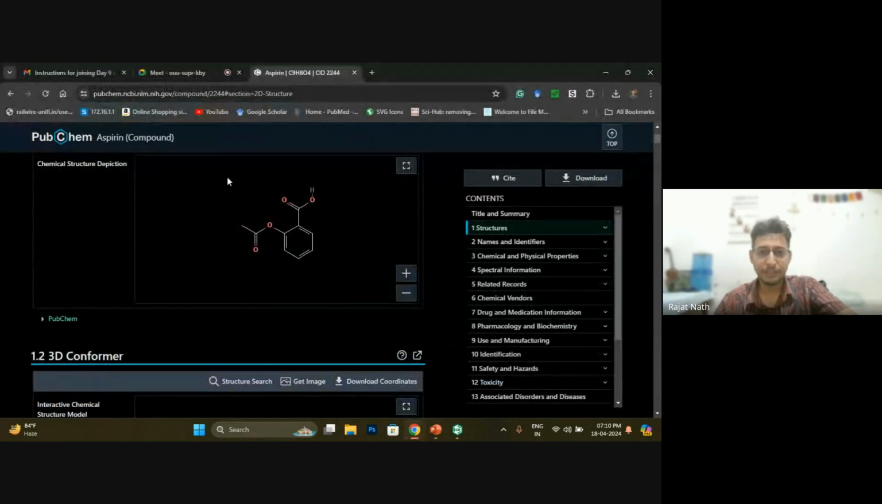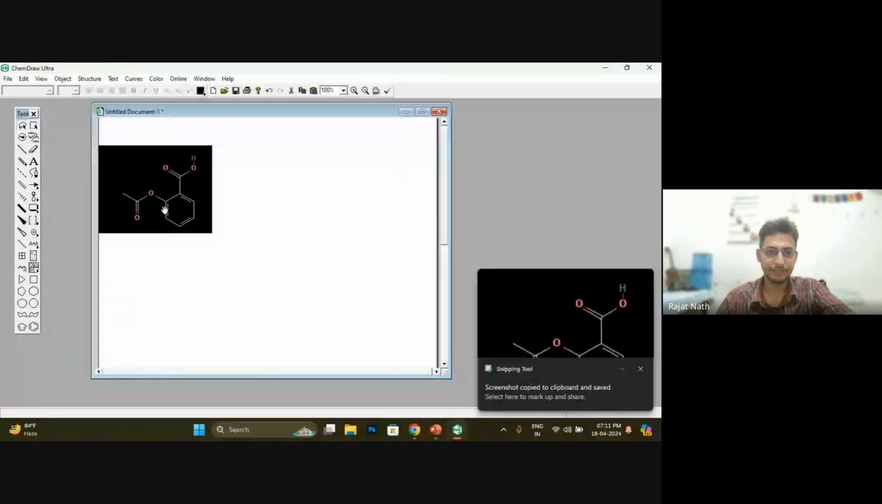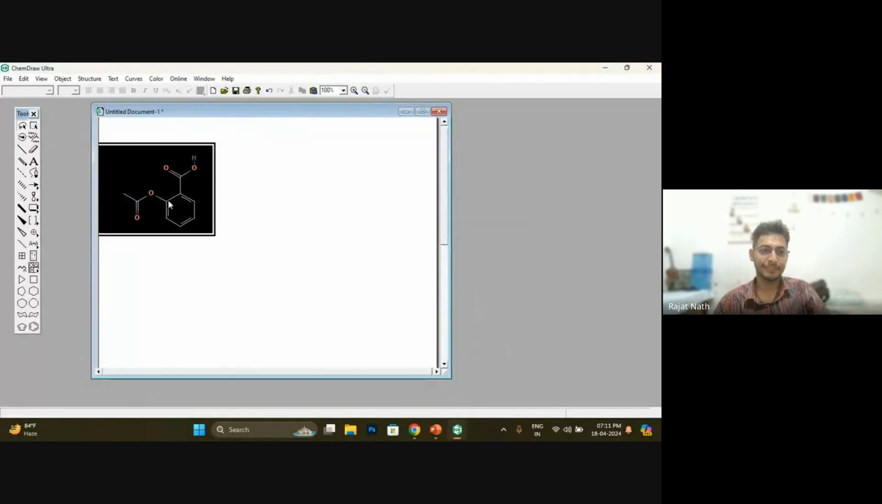I am taking a screenshot of this compound so that I can easily draw it by seeing the structure. I am pasting it here. Okay. So I have to draw this structure. See, first of all, there is a benzene ring. On the left hand side, this is the toolbar. You find the benzene ring. This is the benzene ring. Just click on the benzene ring and click on the white space. So this benzene ring I have drawn. Now I have to give the double bonds in alternate positions.